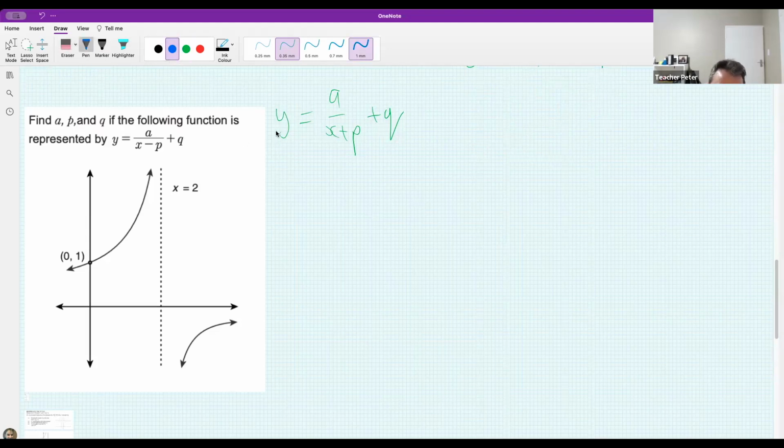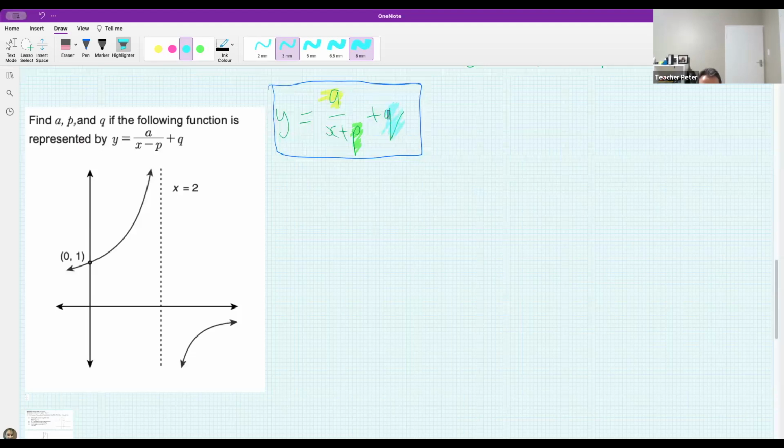Let's start by looking at this. What if I wanted to find the equation of the hyperbola and I gave you this information, what would be the easiest values to find first? Would it be the a? Would it be the p? Or would it be the q? Which value do you think is the easiest to see from this one?